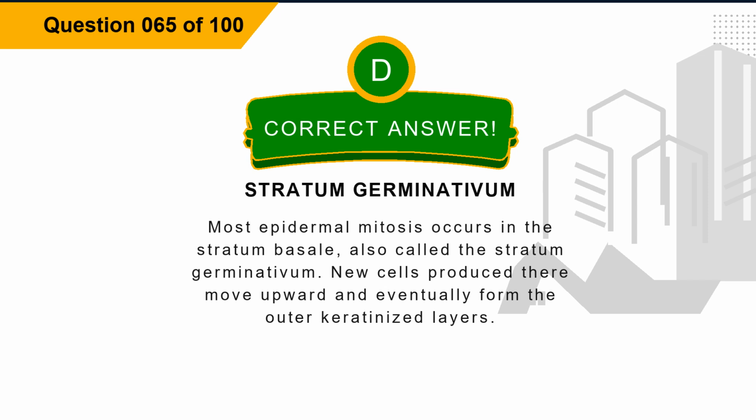Explanation: most epidermal mitosis occurs in the stratum basale, also called the stratum germinativum. New cells produced there move upward and eventually form the outer keratinized layers.